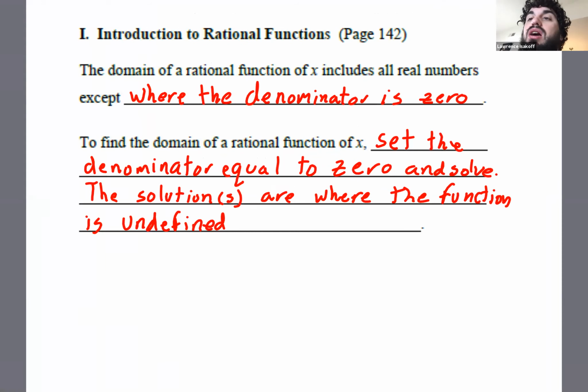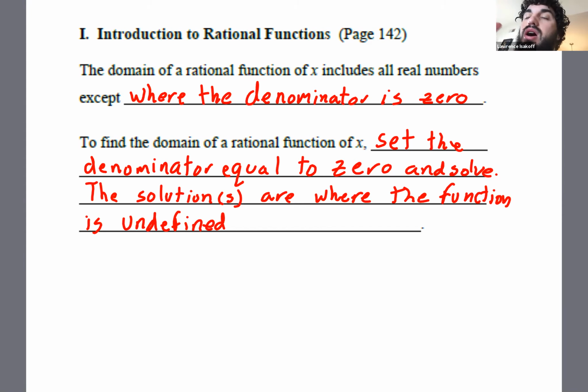Here, the domain of a rational function includes all real numbers except where the denominator is equal to 0. So if I ask you for the domain of a rational function, you're going to set the denominator equal to 0. Then you're going to say, the domain is all numbers except when x equals whatever you got when you set the denominator equal to 0. So find the domain, set the denominator equal to 0, and solve. The solution or solutions are where the function is undefined.